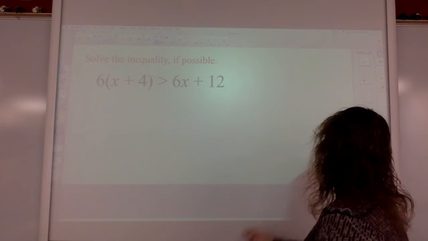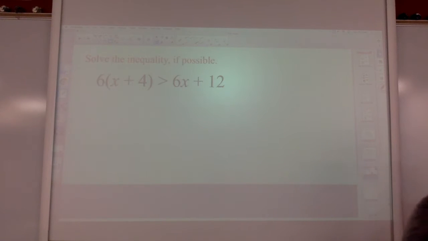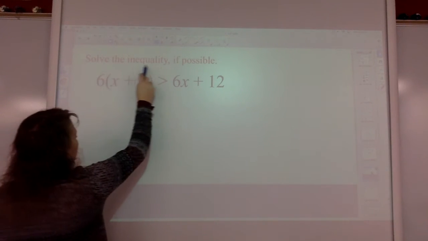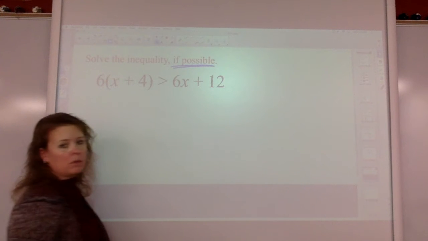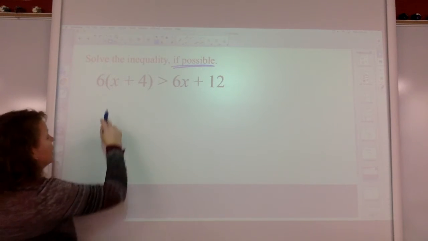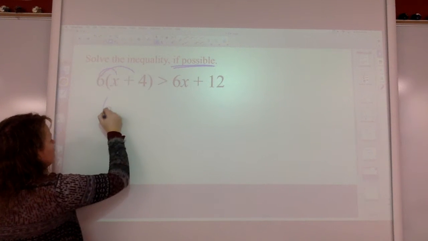All right, this is section 5.3, day 2. We've already learned how to solve multi-step inequalities, so we're going to do a little more practice with this, but notice the instructions this time say solve the inequality if possible. You should write that in your notes so that you know something weird could happen here. Then go ahead and take the time to write this down, and when you're ready, we'll solve.